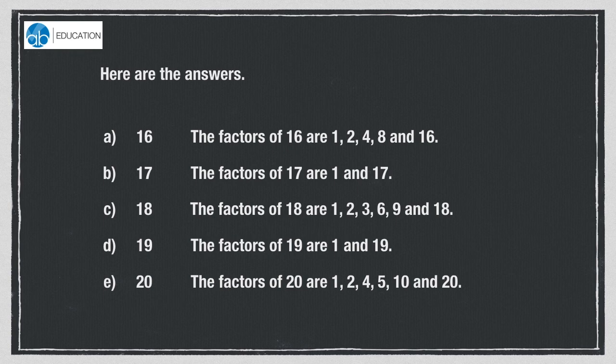So we can see that 17 and 19 are prime numbers, as each one only has itself and 1 as factors.